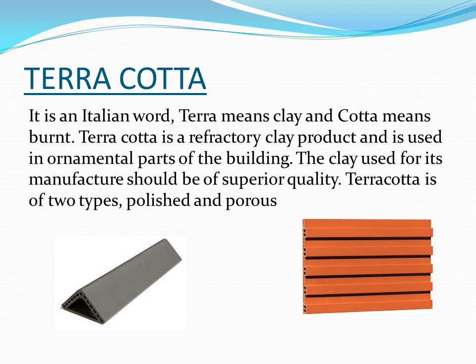Terracotta is used for hollow brick blocks that are used in masonry, cornices, arches, and for ornamental works. As terracotta is fireproof, it can be used for casings of steel columns and beams. Porous terracotta is used for sound insulation. There are two types of terracottas: porous and polished.